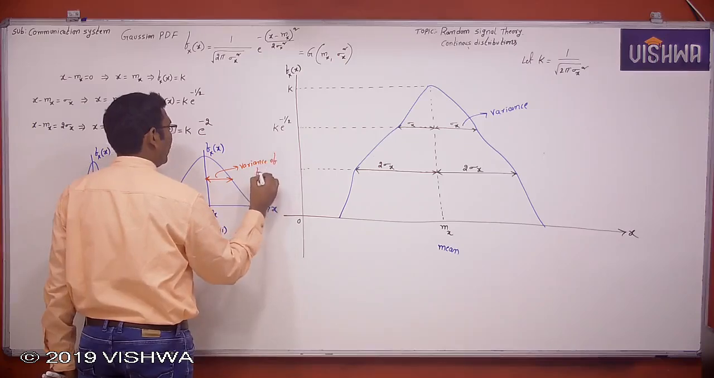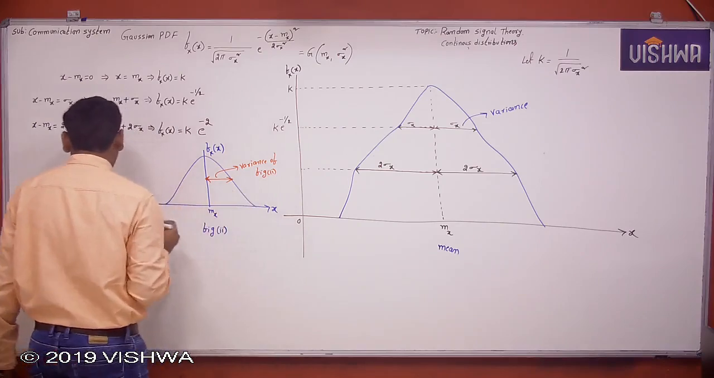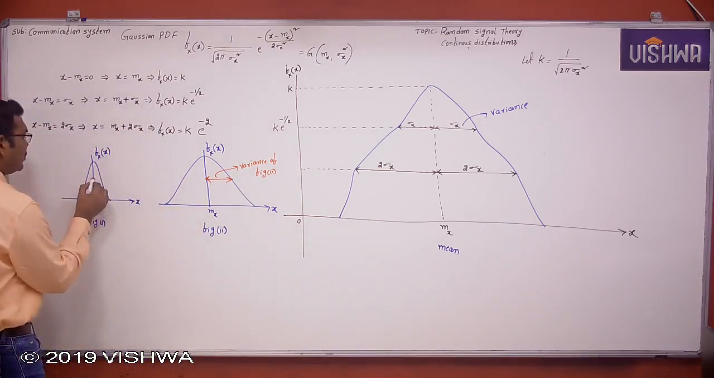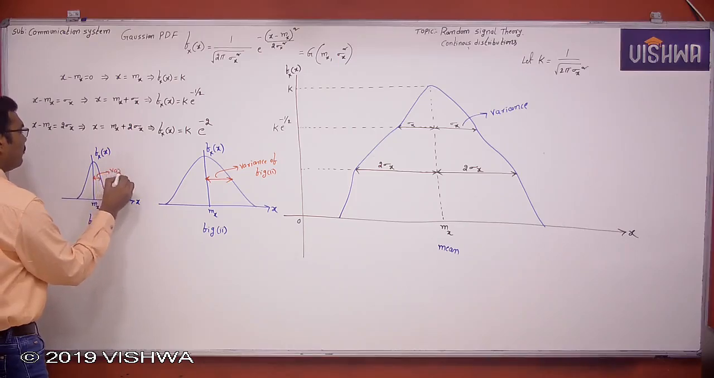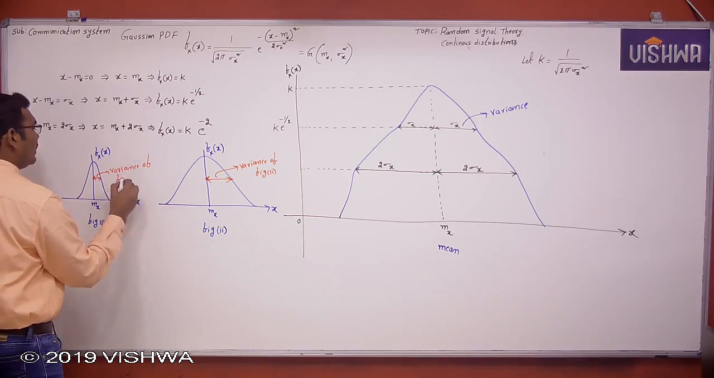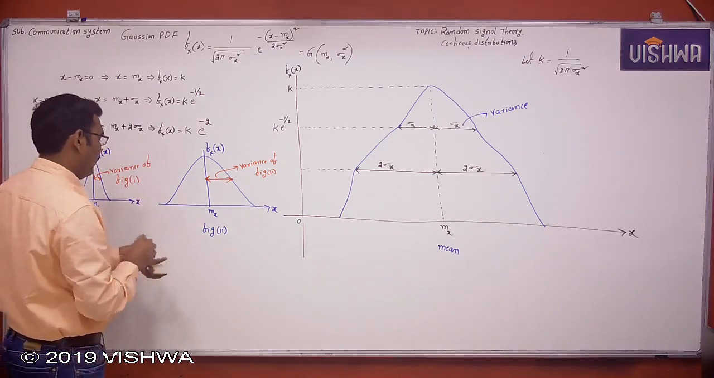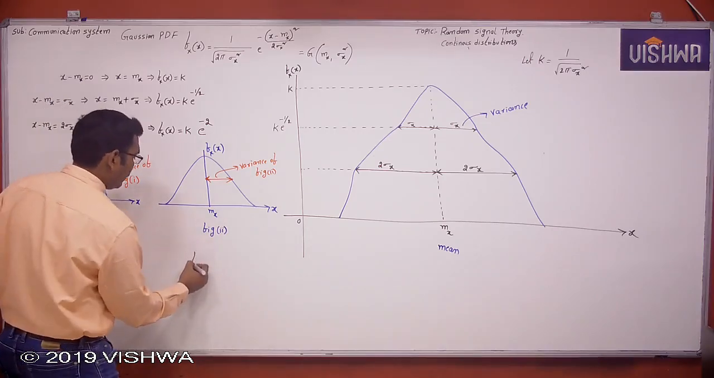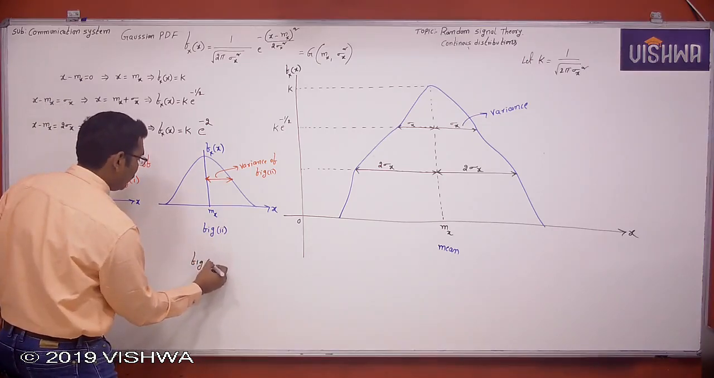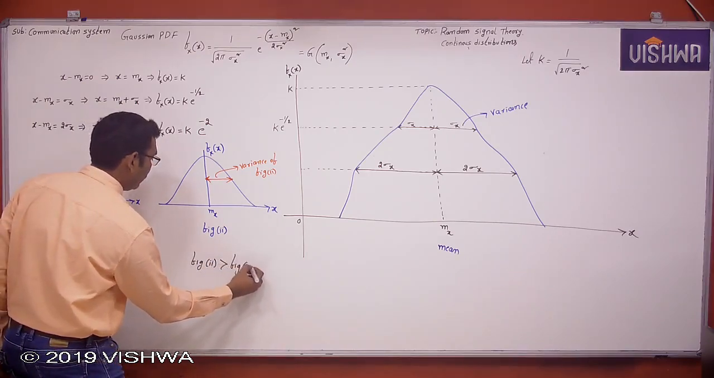This is the spread of the distribution about its mean, the variance of figure 2. And this is the spread about its mean, the variance of figure 1. So you can easily identify that the variance of figure 2 is greater than the variance of figure 1.